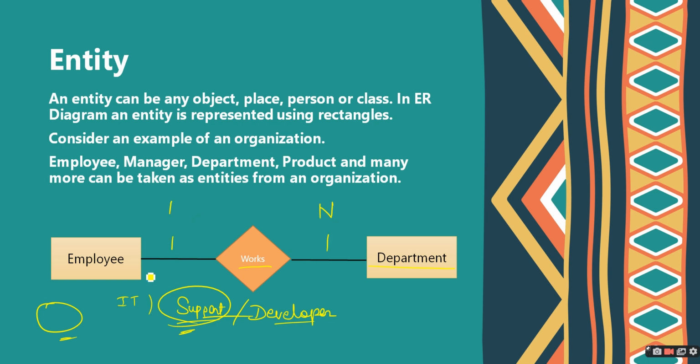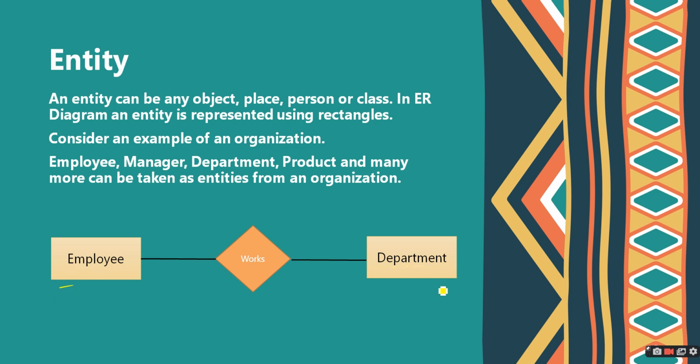Relationship. So what is the relationship between employee and department? An employee works in a particular department, so this is a relationship. So you see we have two entities, employee and department. We have represented them by a rectangle, and this diamond symbol is used to make the relationship between this employee and department, right?